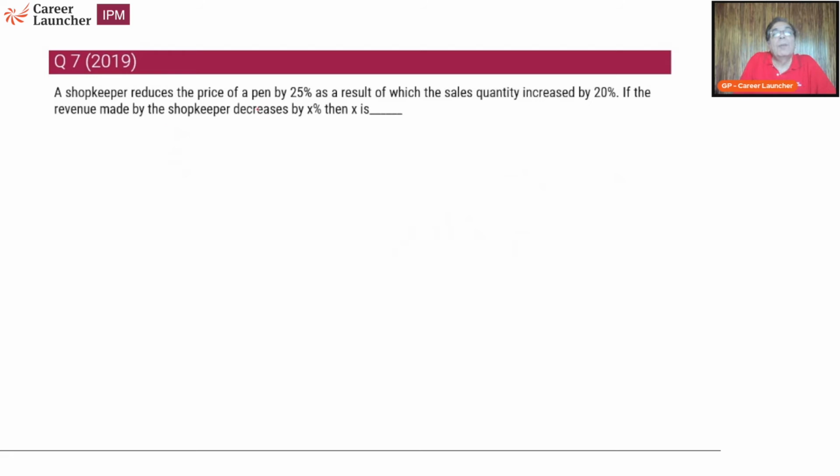Question 7. A shopkeeper reduces the price of a pen by 25%, as a result of which sales quantity increased by 20%. Revenue made by the shopkeeper decreased by X%. What is X? Okay, percentages, again class 9, 10.